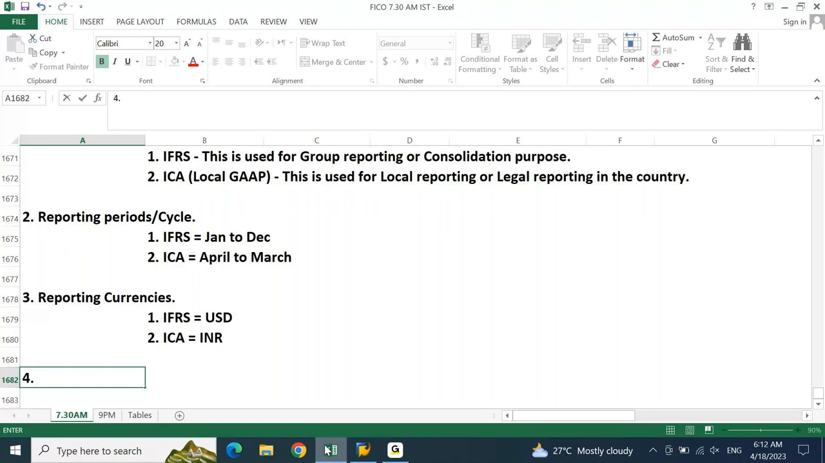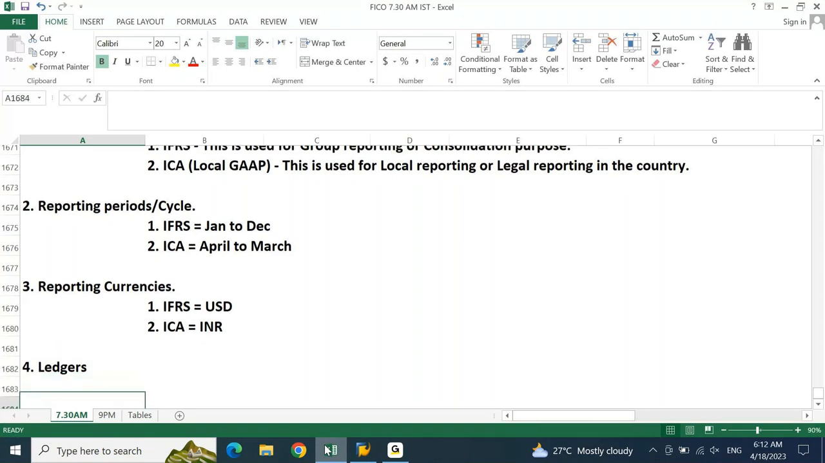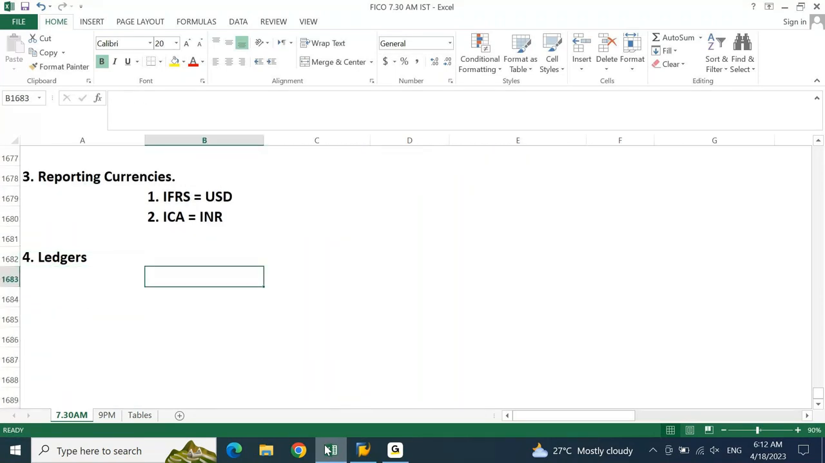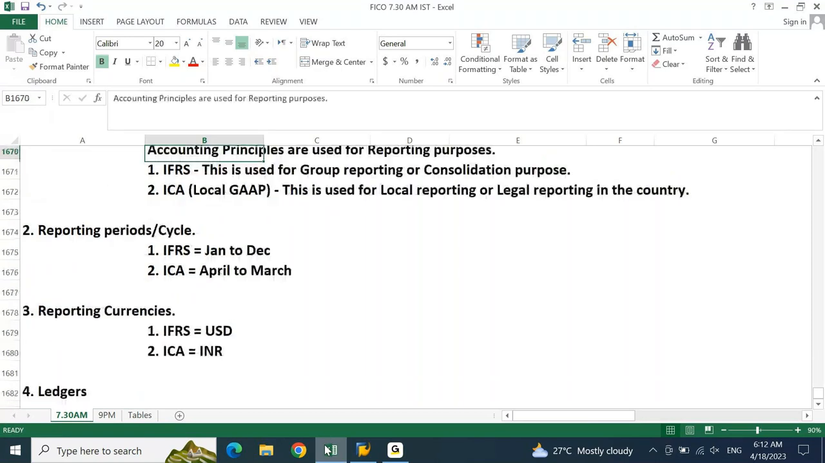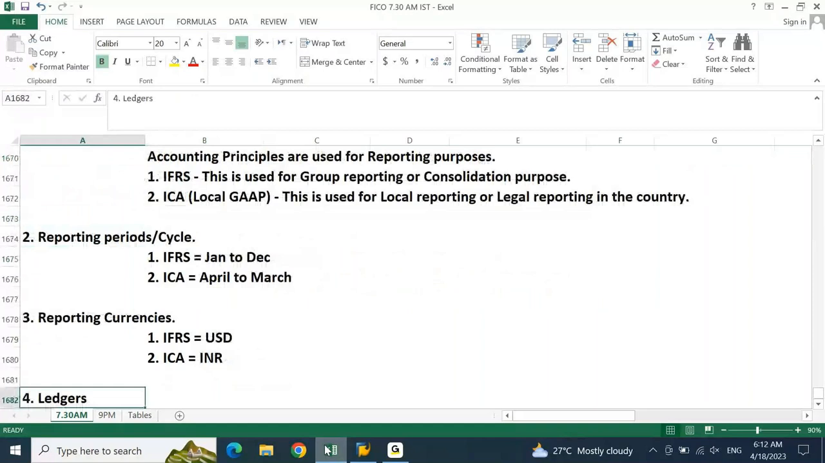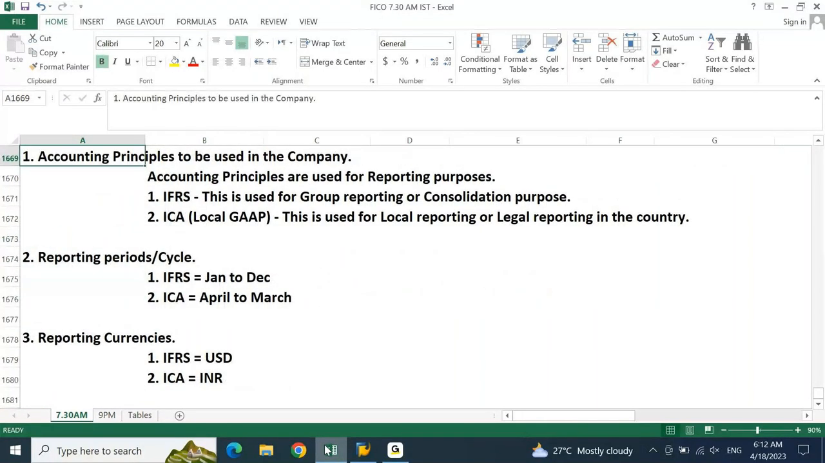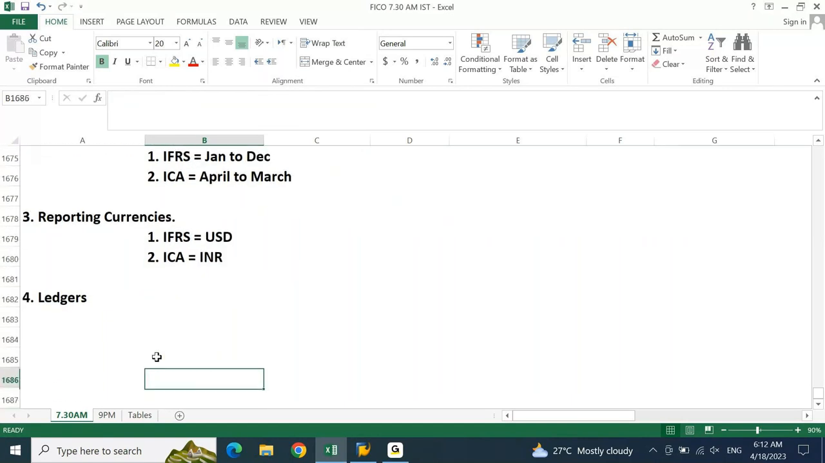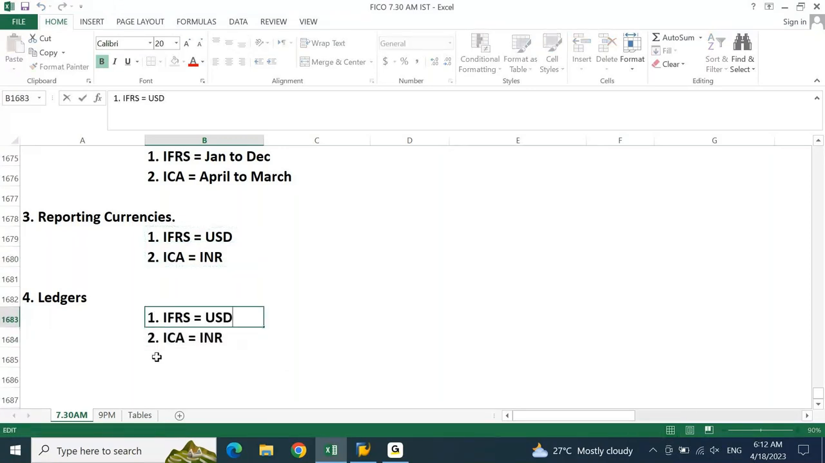Okay. Next one is your ledgers. Now here again, ledgers are connected to your accounting principle. If you see points 1, 2, 3, everywhere you are talking about accounting principle, IFRS, Indian Companies Act. Here also IFRS, Indian Companies Act. Currency is also based on IFRS, Indian Companies Act. Now ledger also is based on the same IFRS and Indian Companies Act.